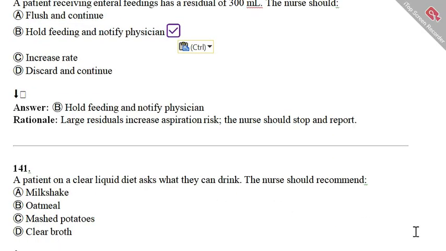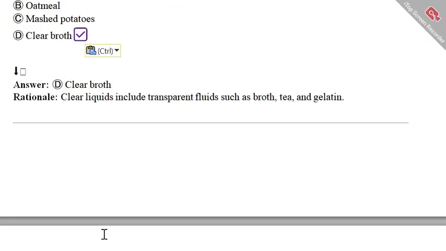A patient on a clear liquid diet asks what they can drink. The nurse should recommend option D, clear broth. Let's move to the next question.